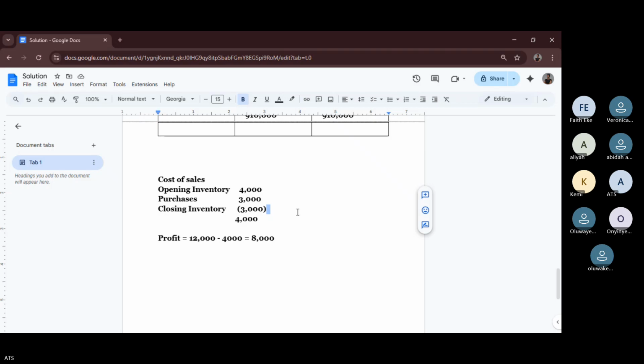Okay, have we noted that down? Yes, sir. Okay, so who can guess what the next one will be? Increase in closing inventory. Exactly. Yes.